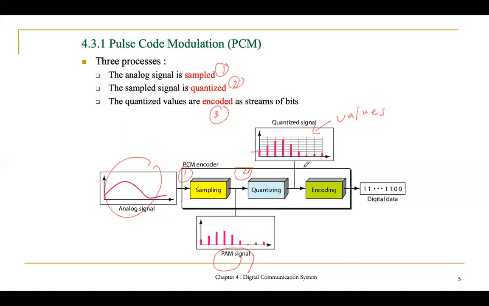And lastly is encoding. The quantized values are encoded as a stream of bits. So the output of encoding, you have coded data or digital data. So these are the three main processes for PCM.